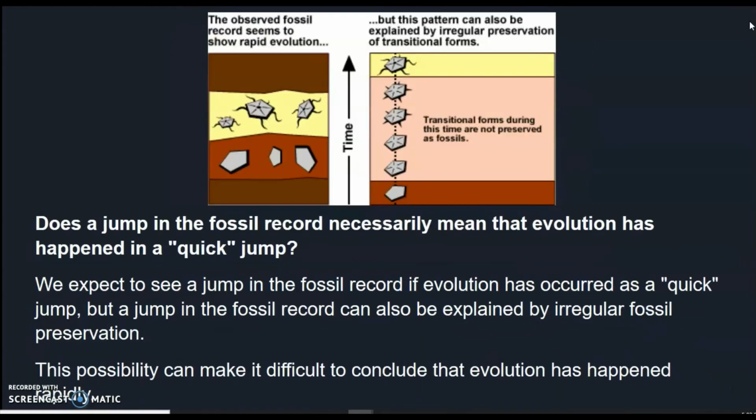Does a jump in the fossil record necessarily mean that evolution has happened in a quick jump? We do expect to see a jump in the fossil record if evolution has happened in a quick jump, but a jump in the fossil record could also be explained by irregular fossil preservation, meaning maybe some of the transition fossils didn't get preserved very well. This possibility can make it difficult to conclude that evolution has happened rapidly.